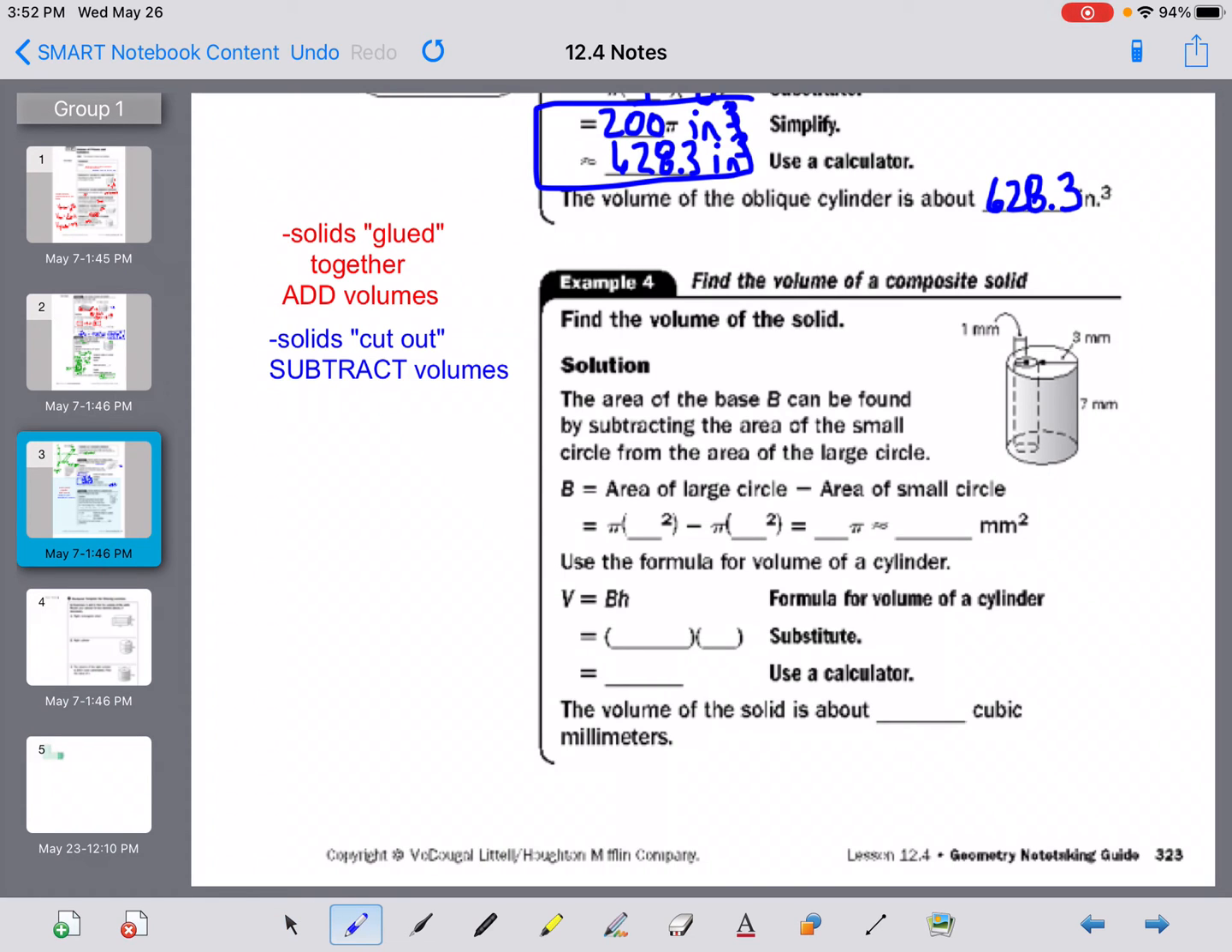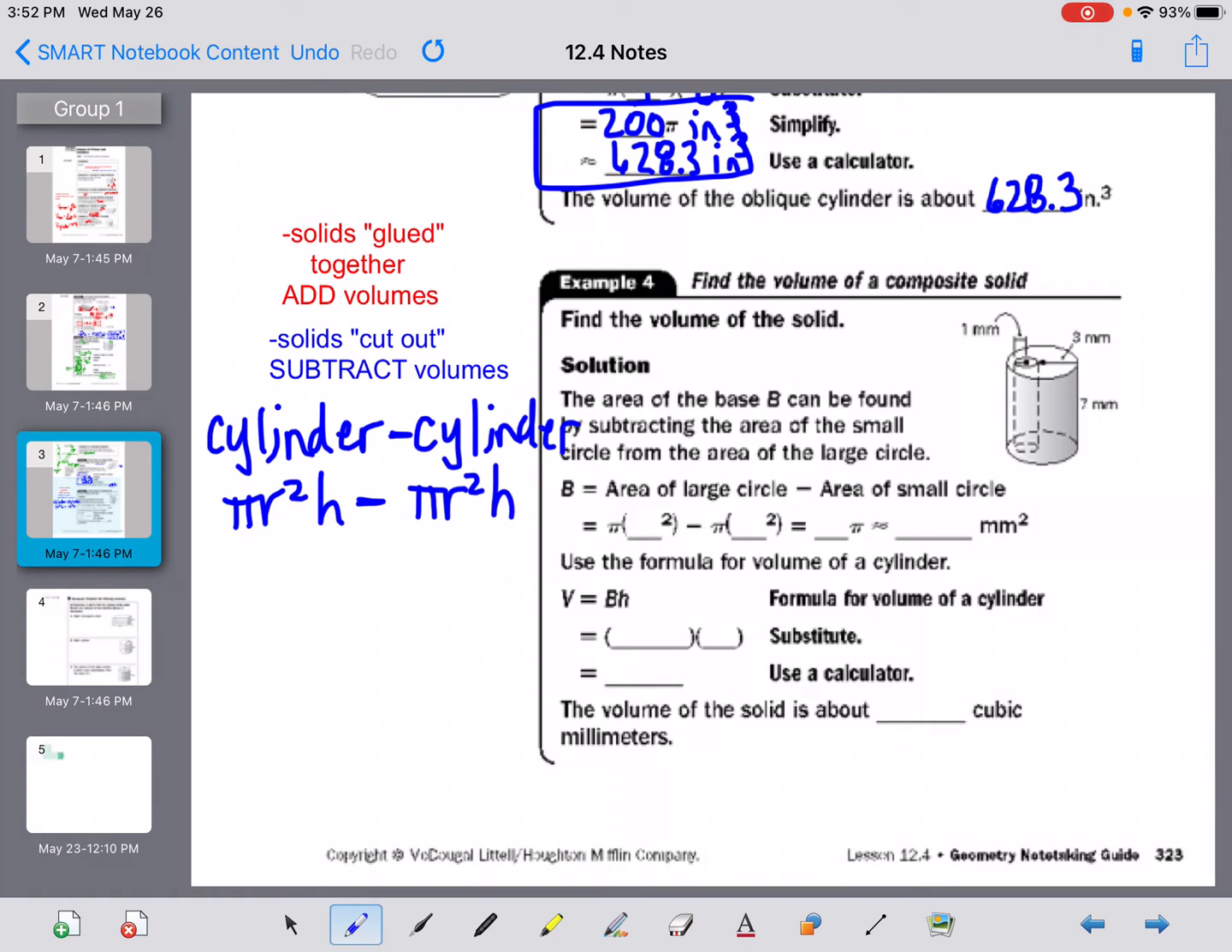Well, what's happening here? Well, it looks like I had a cylinder, okay? And then it looks like what I did is I cut out a cylinder, okay? So that's what it looks like happened. So that's what I'm going to work with as far as my equations go. So volume of a cylinder is pi r squared h, and I'm going to subtract pi r squared h. Okay, pi never changes. The radius, I'm starting with my big cylinder. Well, from the center out, I'm at 3 millimeters, so that's my radius. My height here is 7.